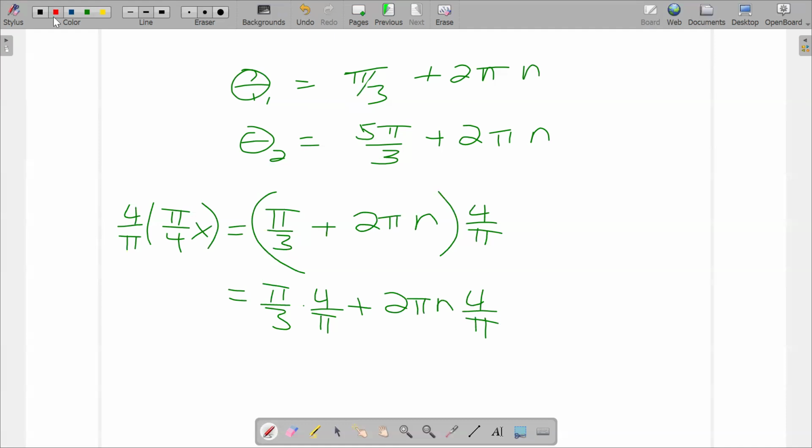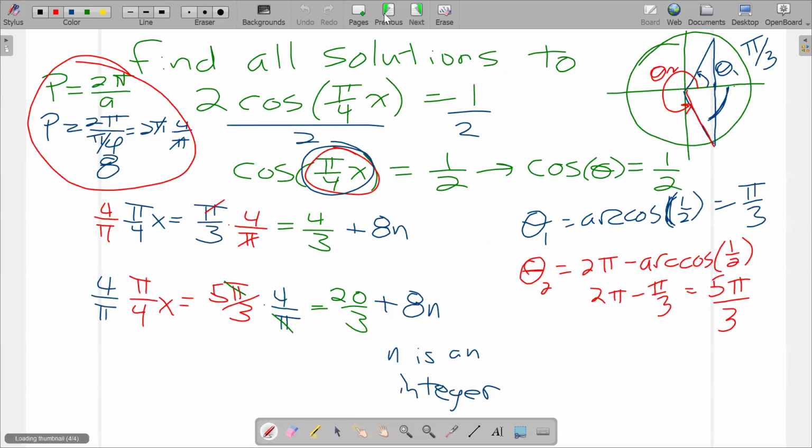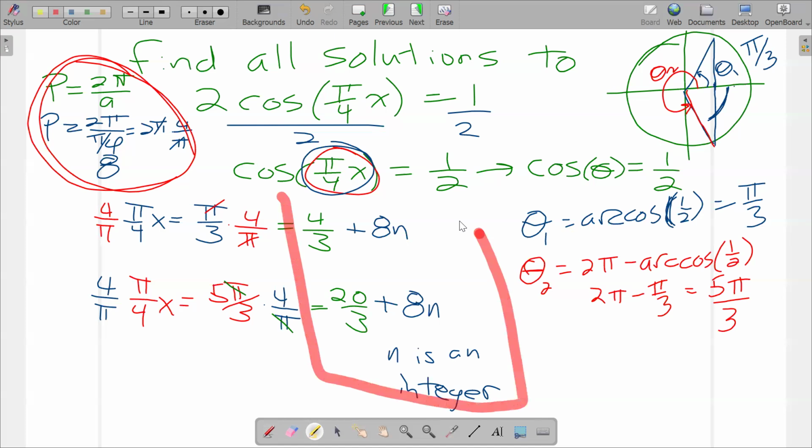Stuff will cancel like we had it before. And so then I'm going to get the 4/3 plus 8n. I still haven't got the other one. So the reason I do it the other way is here I'm messing with the period twice, and then there I have to mess with it 2 more times. Over here, I can just get it out of the way once and then just use it. So it's just a little more efficient. So then my solution set would be this right here.